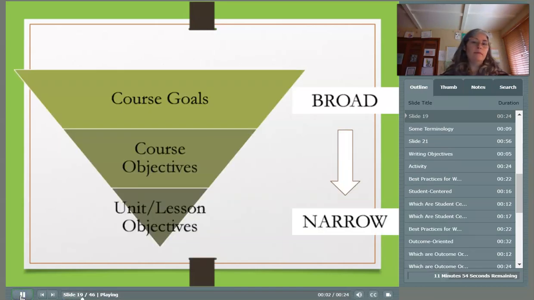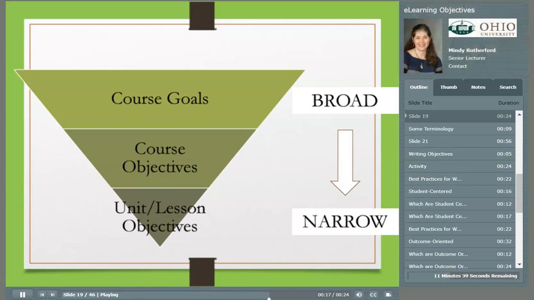First of all, the difference between a goal and an objective. Typically, goals are much more broad. I might have goals about what I expect my students to learn across the entire year, whereas objectives are more specific, and they might be for one single day. What is my objective for today? Or perhaps my objective for the end of the week.